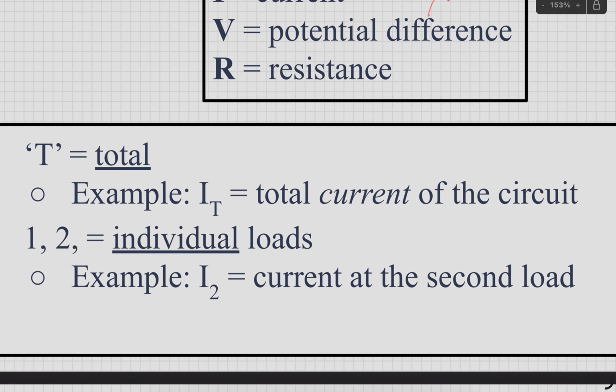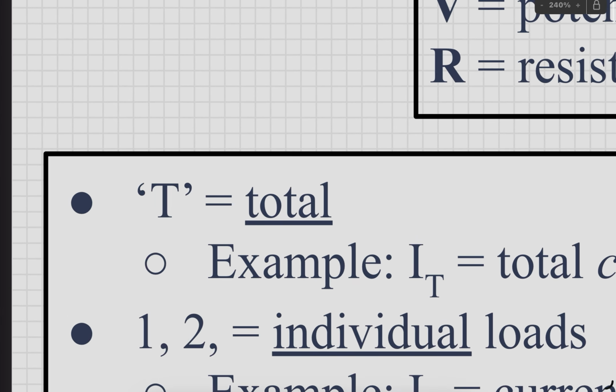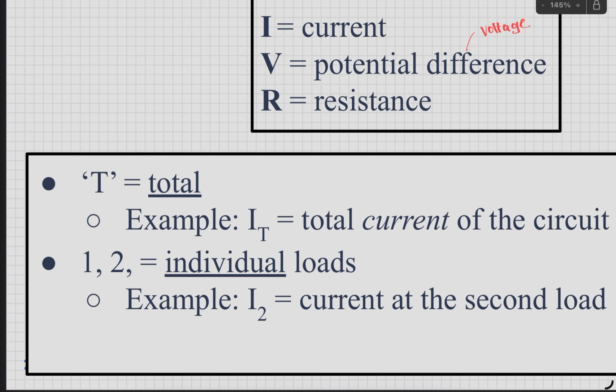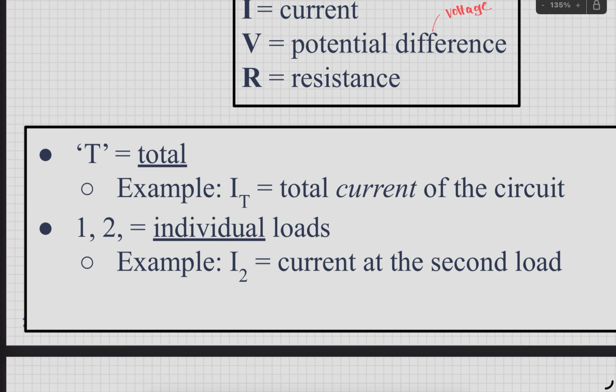So, for example, we also have annotations like here. T means total, so IT means total current of this entire circuit, and 1 and 2 is referring to individual loads. So, current at the second load would be considered as I2. Now, this is pretty important when you're doing your calculations because let's say I want to talk about I1, which is the first light bulb. Well, I can't really just put it as I because that could mention a bunch of things. That could be the total, that could be another load.